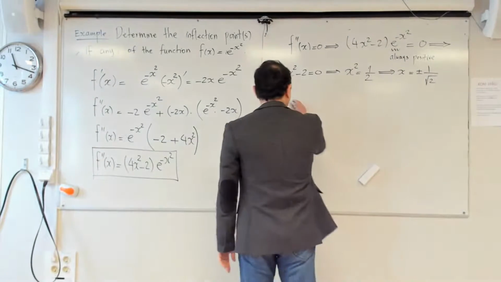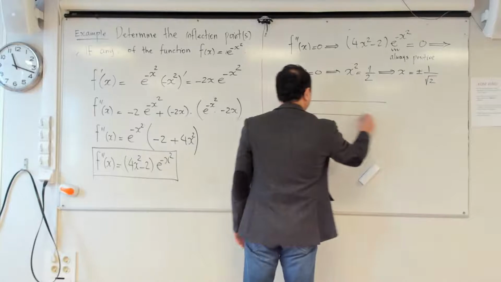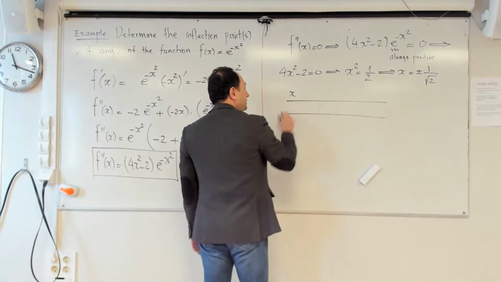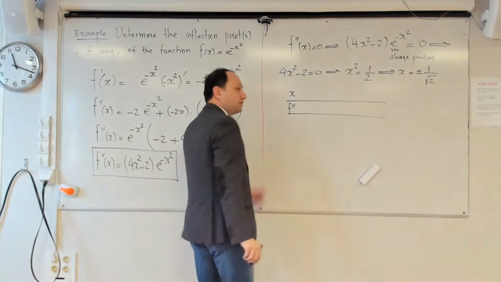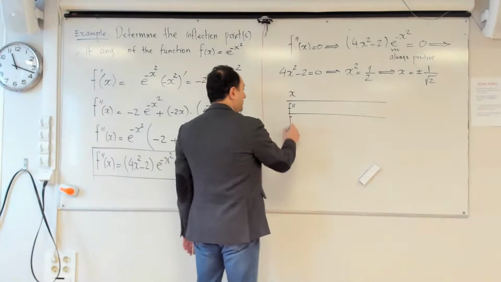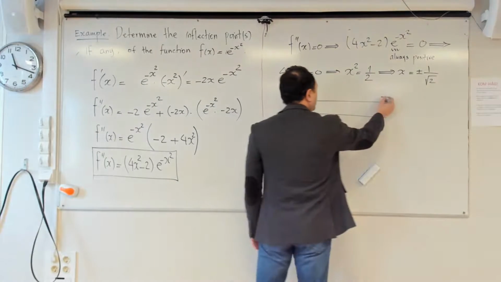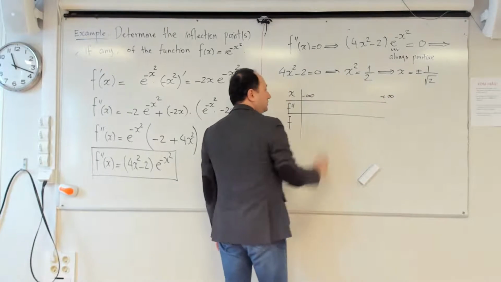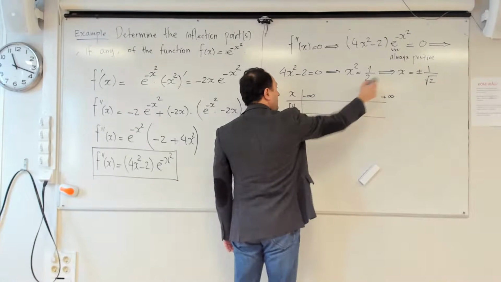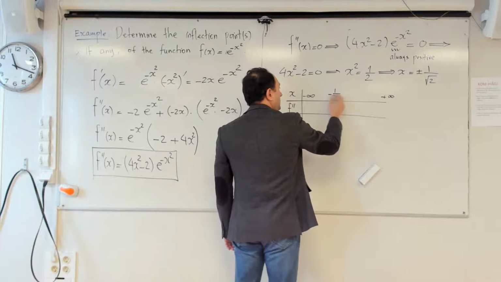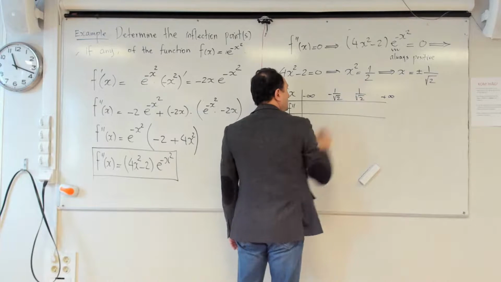How should I understand that? I need to set up a table. The table is very similar to the first derivative test, except you have the second derivative here, and you have f here. In principle, this goes from minus infinity to infinity, even though your book doesn't write it. There are two numbers, so I put them in order, from the smaller one to the bigger one, yes?